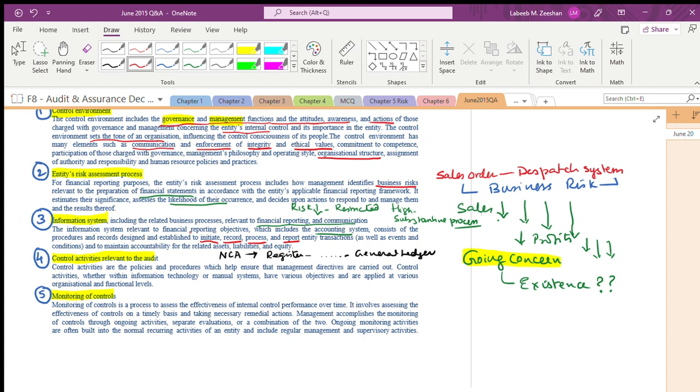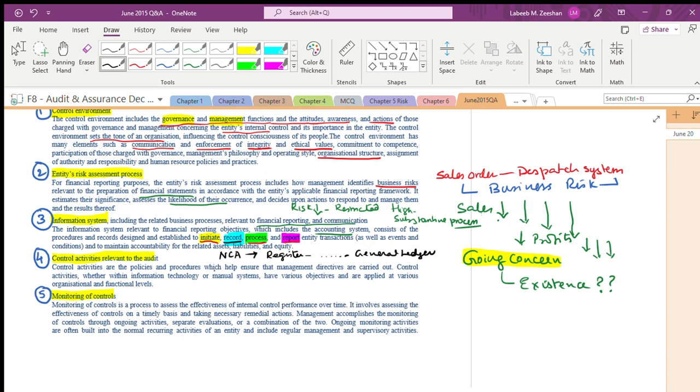I will mark it with different colors. You initiate, you record, you process, and you have to report. That's very important. It means you have to integrate what is there on the systems, and you have to integrate what is there on the financial statements.